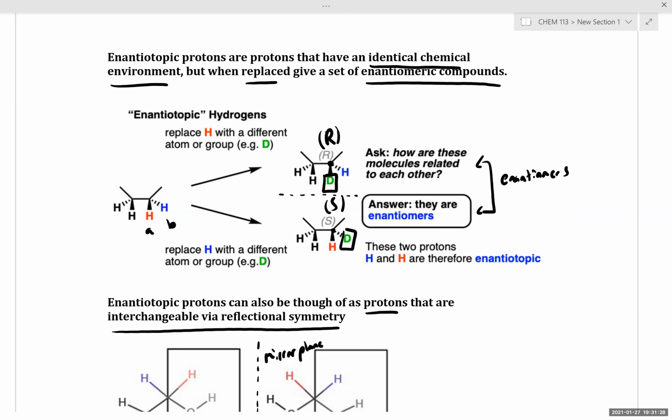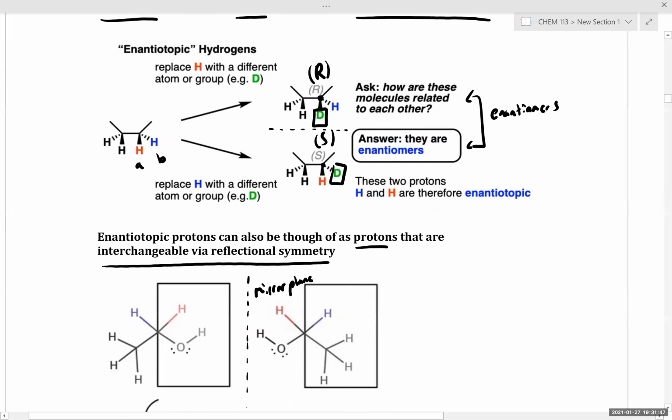This may seem like a subtle distinction. In most cases, they're functionally equivalent to homotopic protons for most practical NMR spectra, but it's important to bring up enantiotopic protons because there are ways to tell them apart.